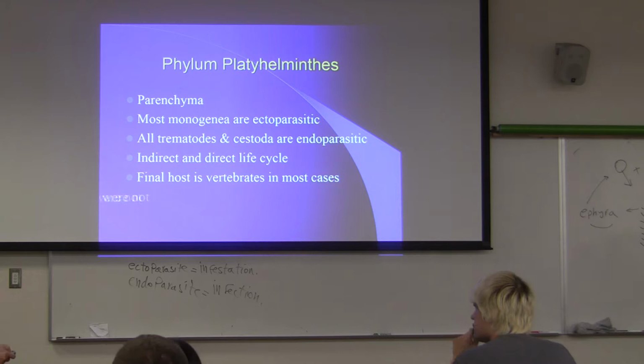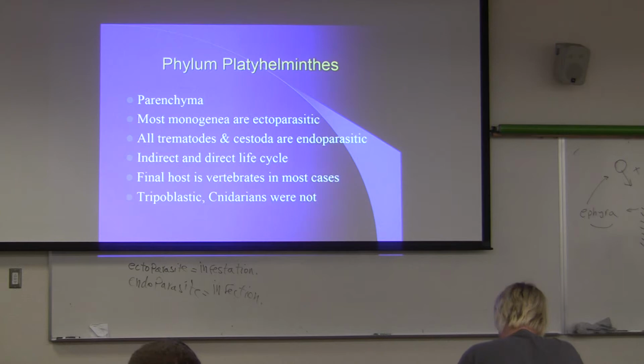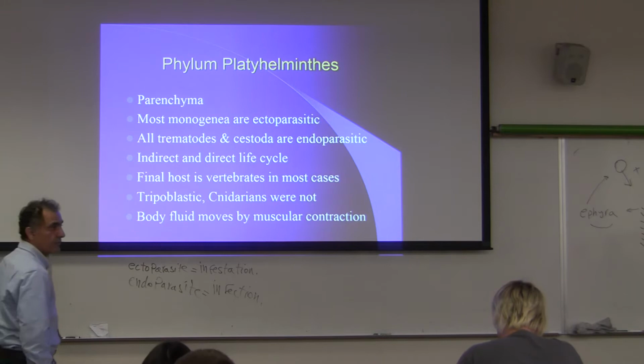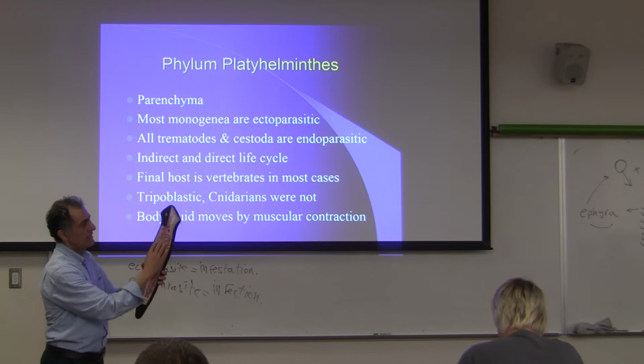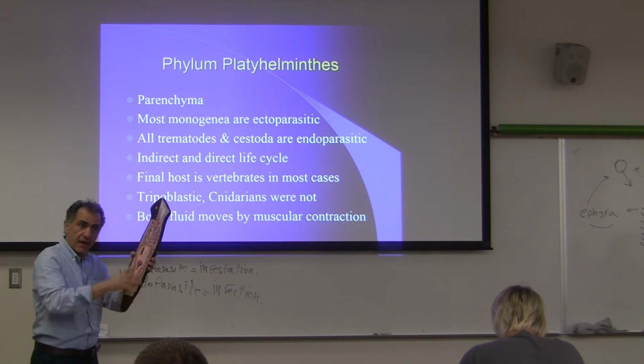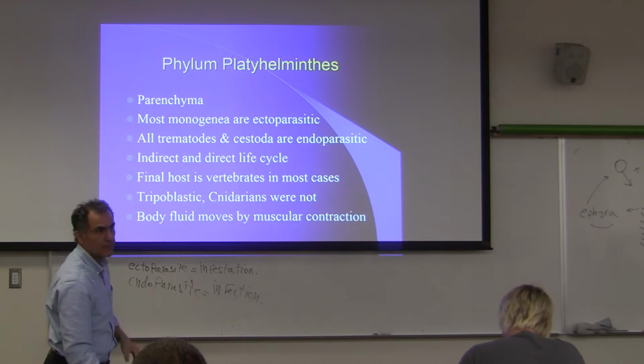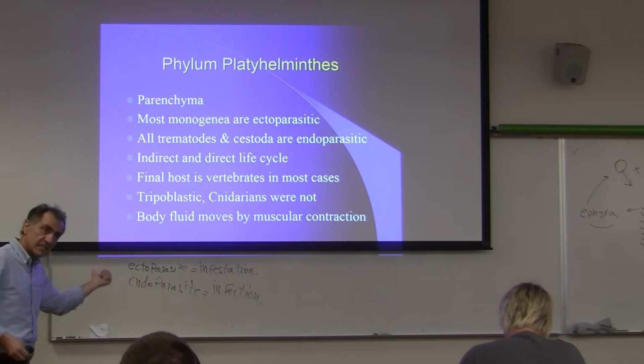And then triploblastic animals, cnidarians were not. Okay, so we talked about that. Body fluid moves by muscular contractions. So inside of the animal, in the acoelomic area, there is fluid. When they move, and you've seen them move in the lab, the fluid inside of the animal moves, and maybe the food is distributed throughout the animal, the waste gets out, and we'll talk about all of that in a minute. So anyhow, body fluid moves by muscle.